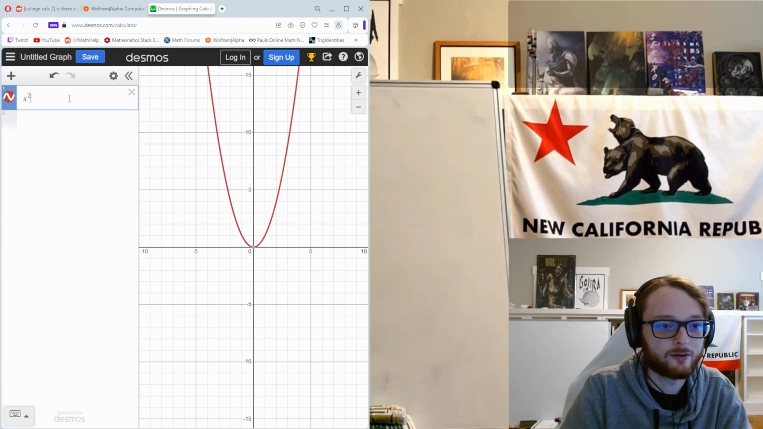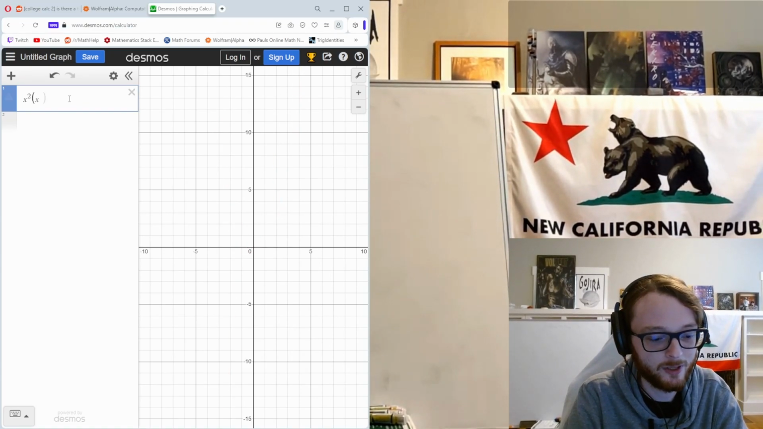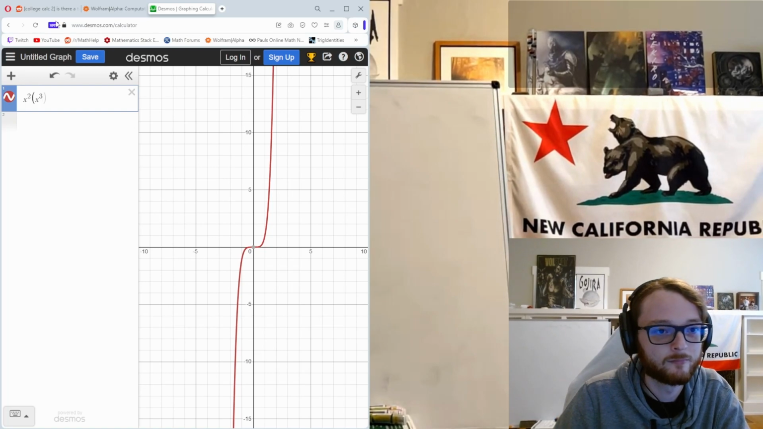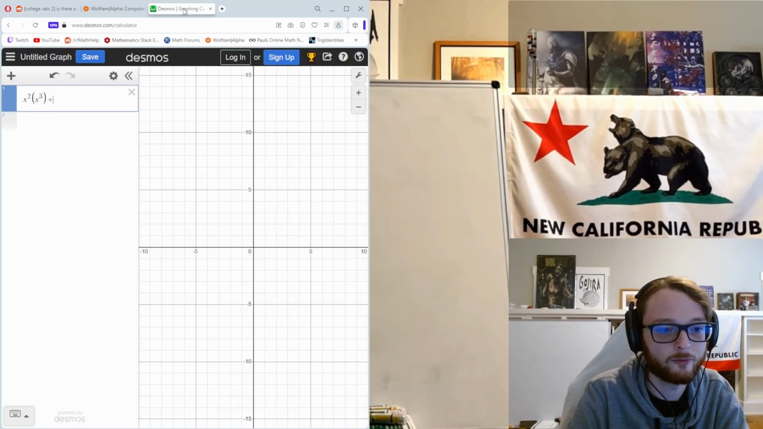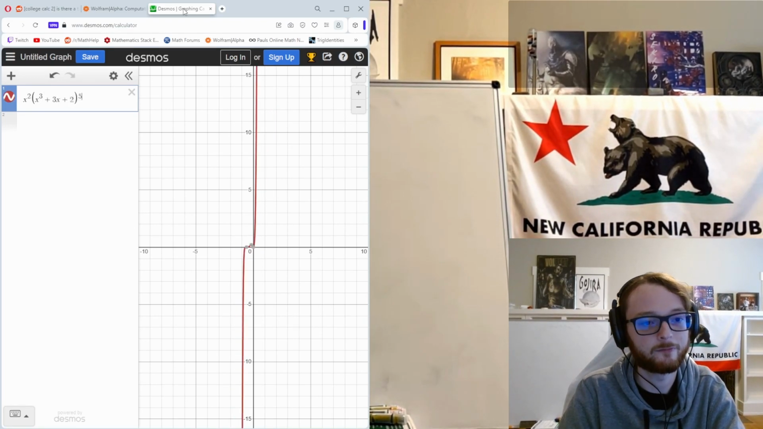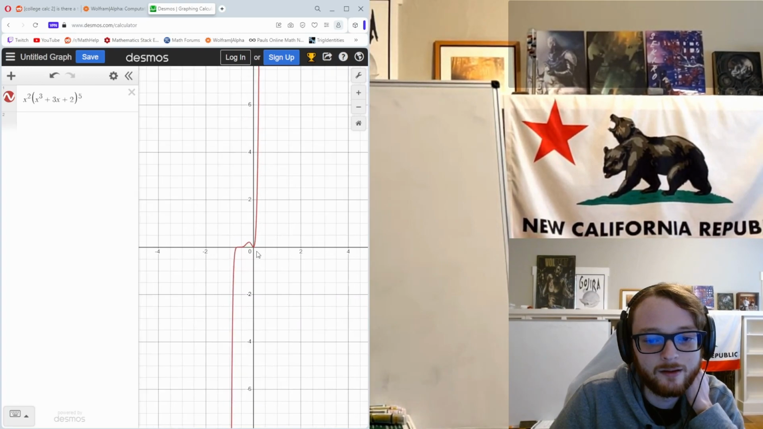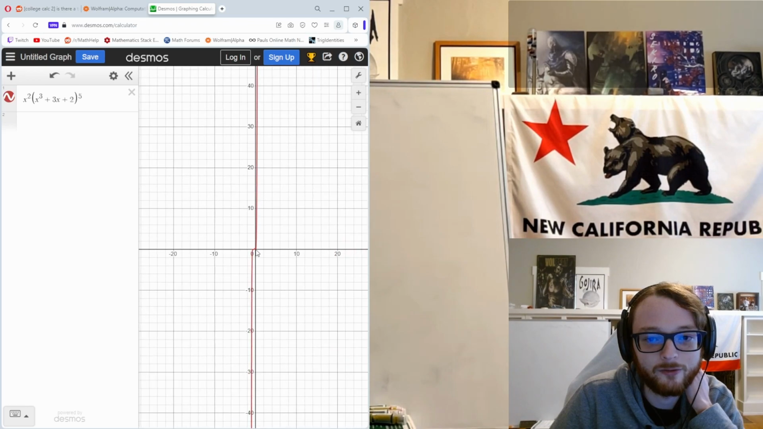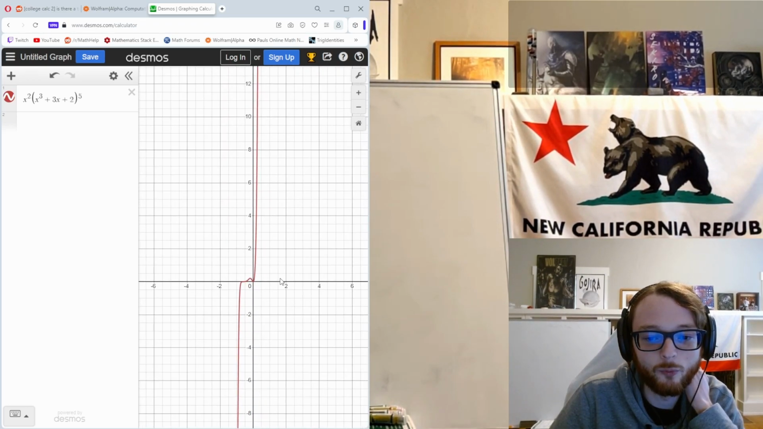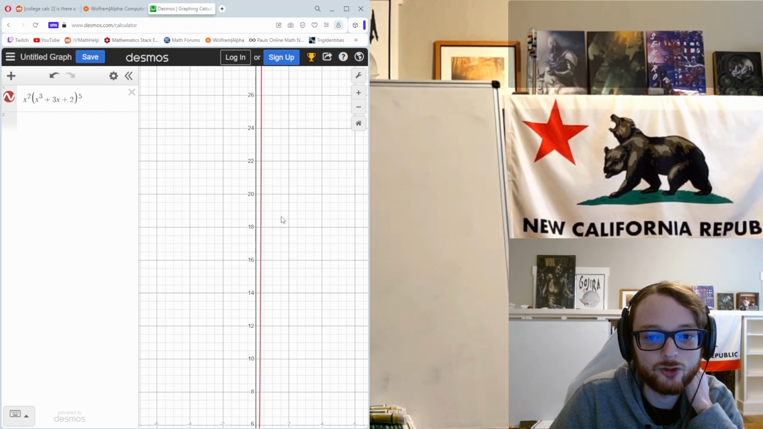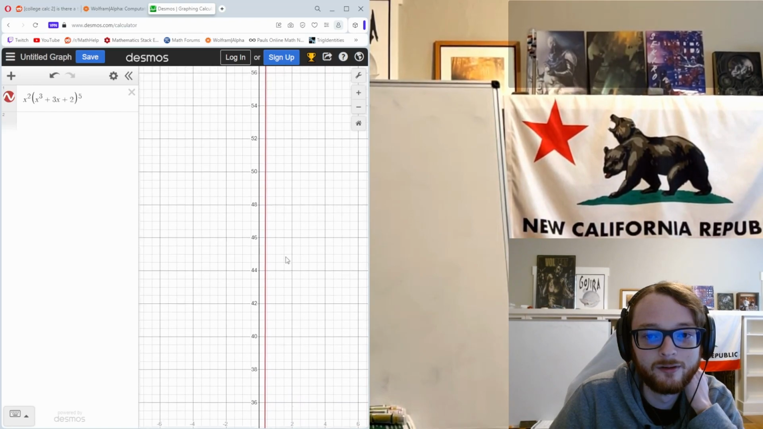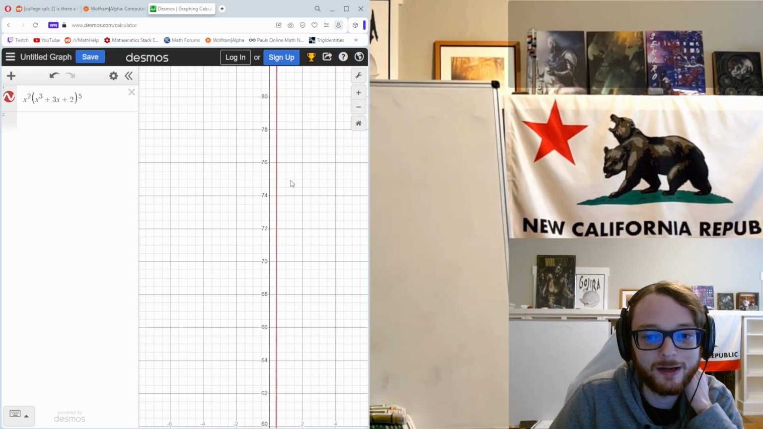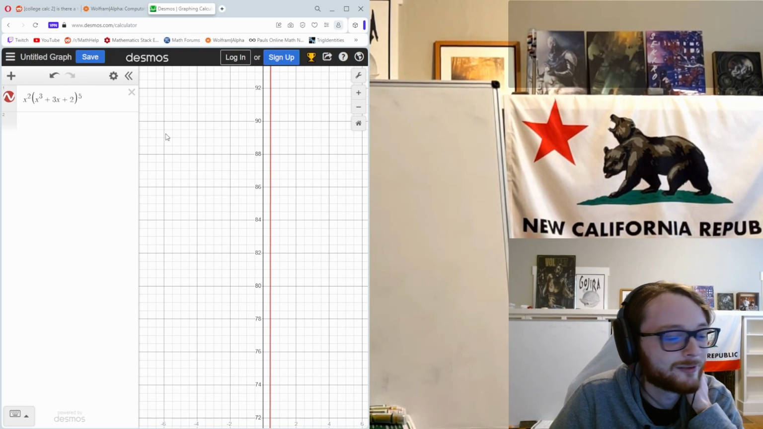X squared plus 3x plus 2 to the 5. This feels like one of those competition math problems where there's some kind of weird trick. Okay, well, playing with the bounds isn't gonna help. We haven't even gotten to the line for 1 yet. Just look how fast this function is shooting up, dude. We haven't gotten to x equals 0.5 yet. It's crazy.